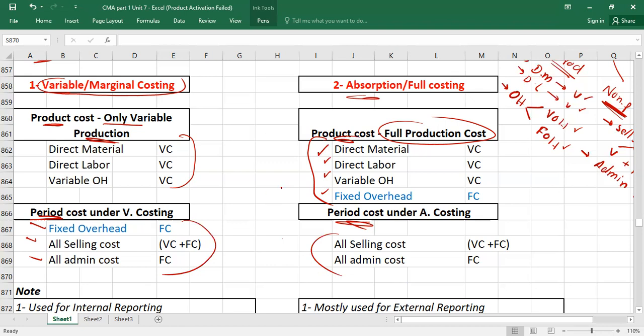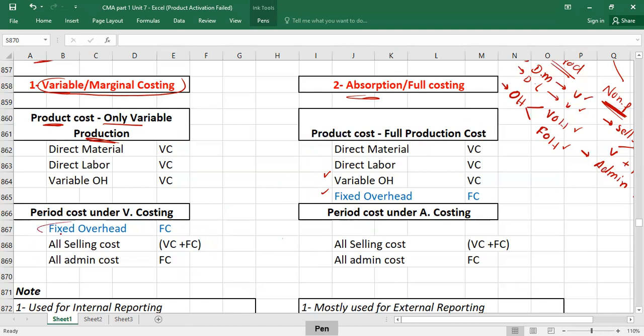Understood? If you will tell me what is the difference between these two costing methods, what difference you can see here? So I would say the difference is only the one thing, that is called what? The blue color here. The difference is fixed overhead from the production. This fixed overhead from the production under variable costing is treated as which cost? Period cost. But under absorption costing, this is treated as what? As product cost. And this small difference which we can see here, it will make a huge difference over the topics.